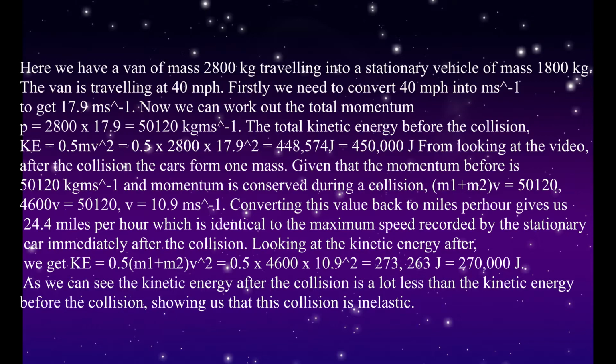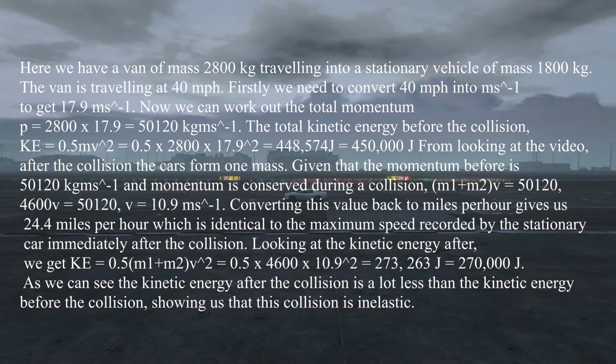Converting this value back into miles per hour gives us 24.4 miles per hour, which is identical to the maximum speed recorded by the stationary car immediately after the collision. Looking at the kinetic energy after the collision, 1,000 joules. As we can see, the kinetic energy after the collision is a lot less than the kinetic energy before the collision, showing us that the collision is inelastic.